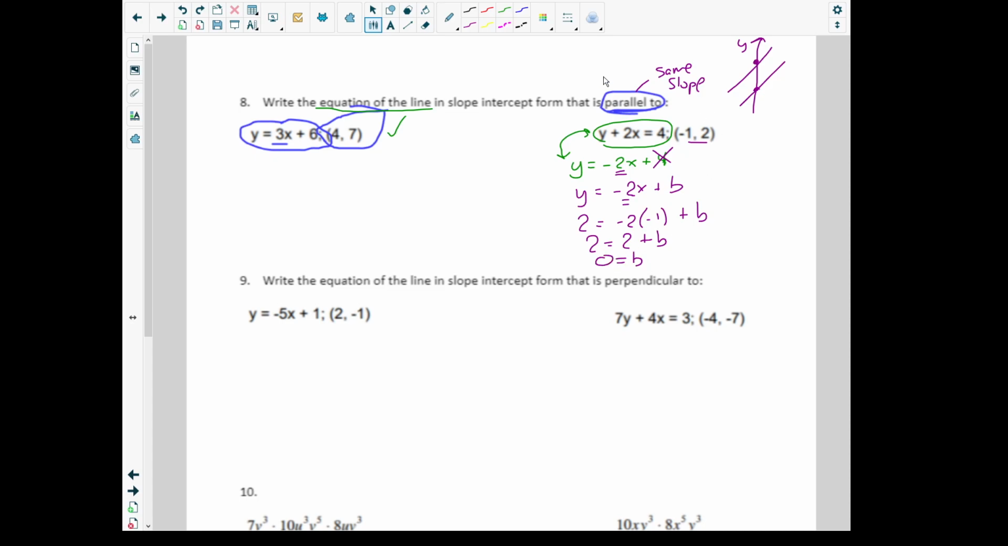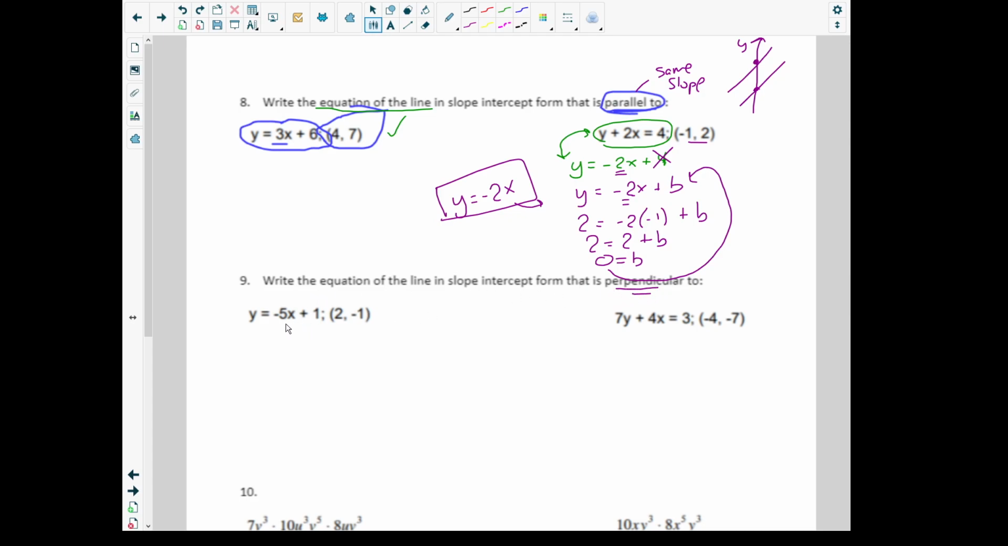So if B equals 0, if I go to purple here, all I'm going to do is take this 0 and plug it in here and then rewrite that problem, right? So the final answer is y equals negative 2x plus 0, but we don't write plus 0, so that's actually the final answer. Okay, that was parallel. Perpendicular is a little different.